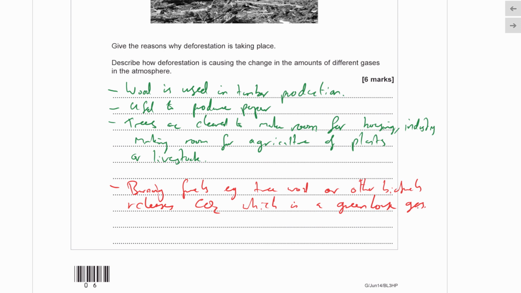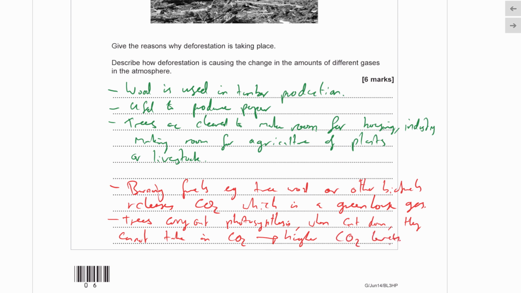Okay, why else would there be more CO2 in the atmosphere? Well, trees carry out photosynthesis. Because they are plants themselves, giant plants, they carry out photosynthesis, and if those trees are gone, then they can't carry out photosynthesis anymore, and that means they're not taking in CO2. Trees carry out photosynthesis, so when cut down, they cannot take in CO2, which leads to higher CO2 levels.